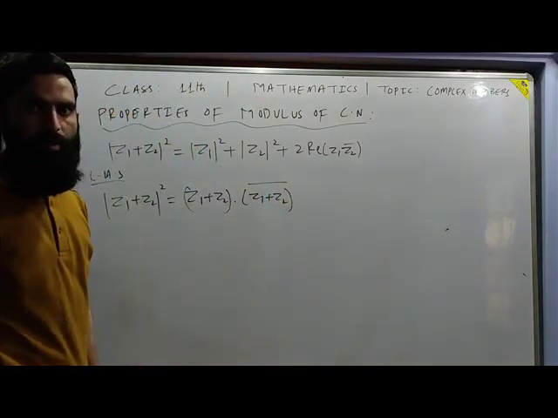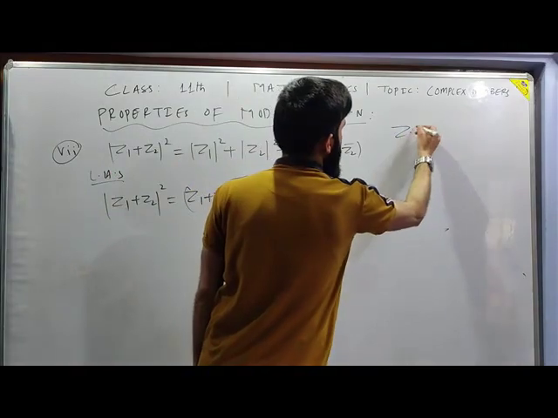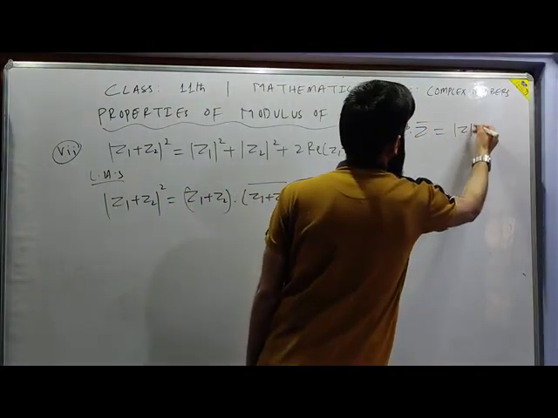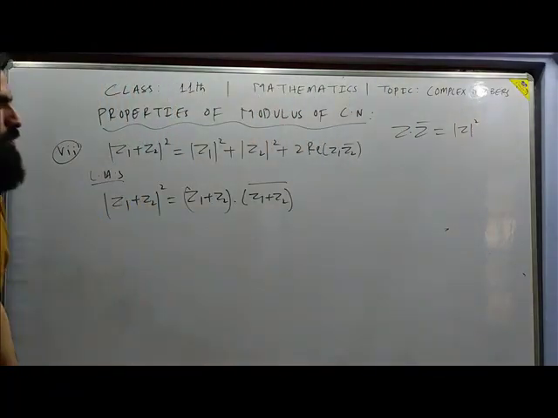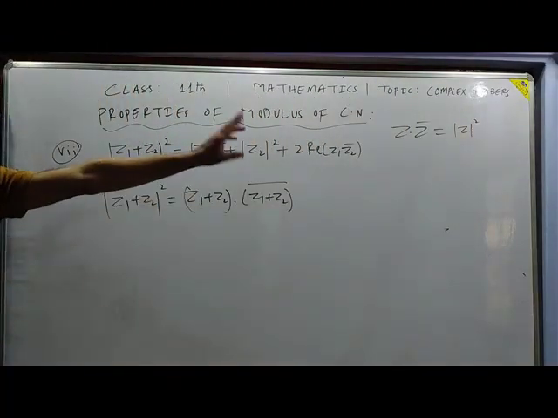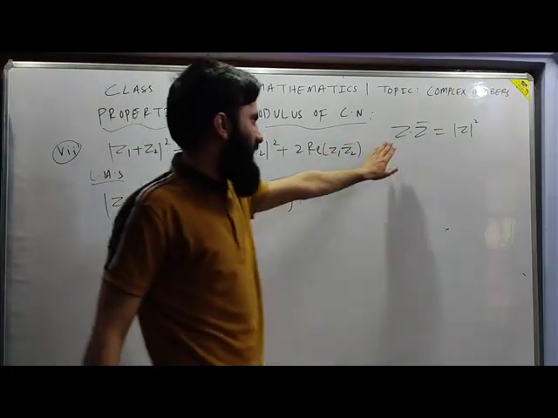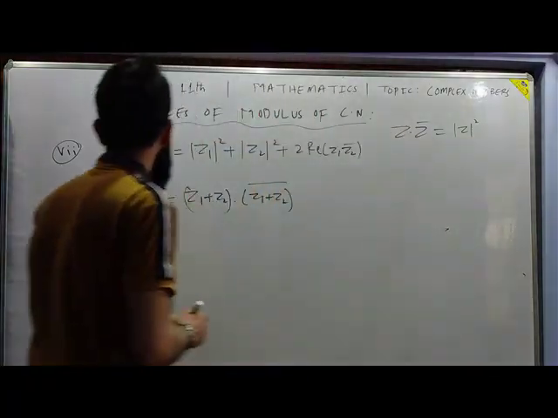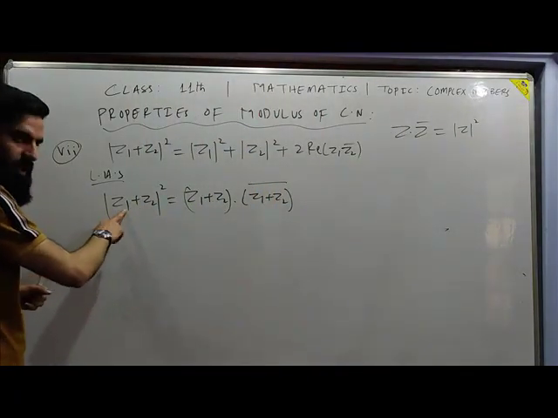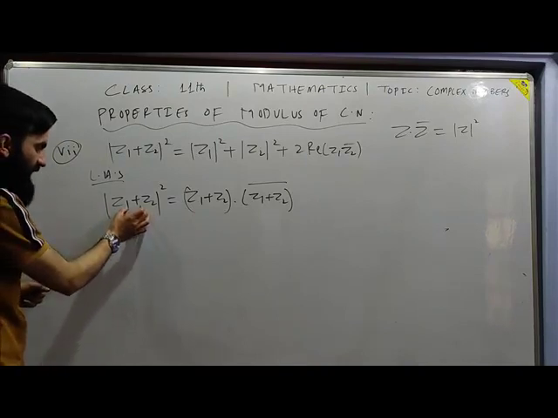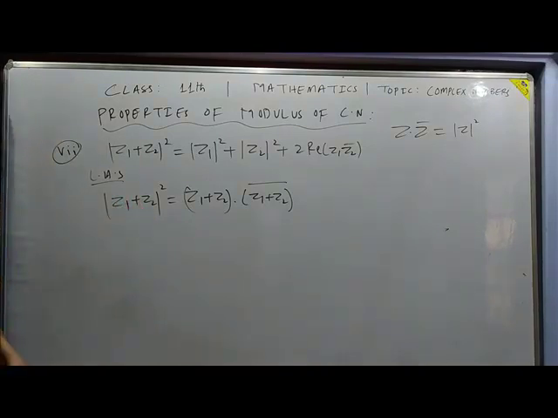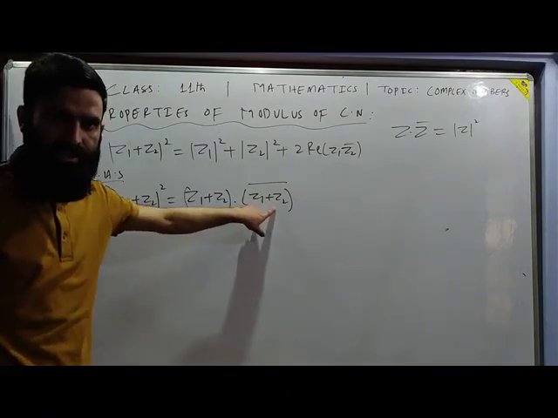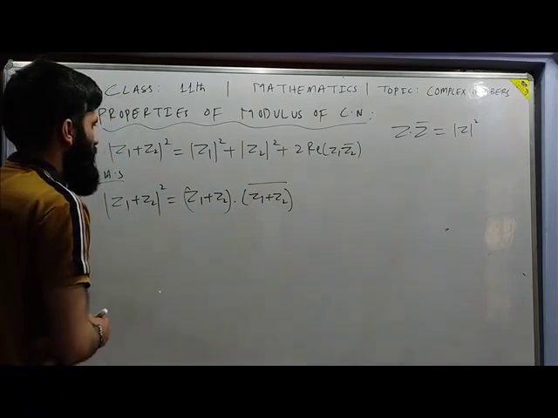Why? Because we have a property: z dot z conjugate is equal to what? Mod of z square. We have proved that. So if you multiply a complex number with its conjugate, you will get the square of its modulus. Here z1 is a complex number and z2 is a complex number. If you add the two complex numbers, you will get another complex number. The square of the modulus of that complex number can be written as that number times its conjugate. That is the simple manner.